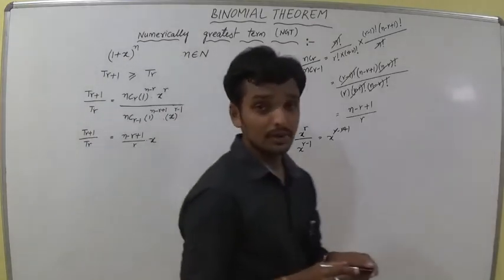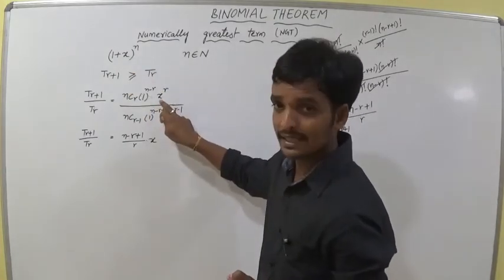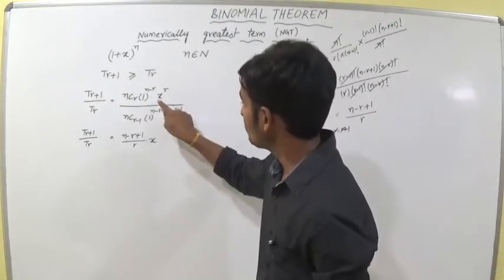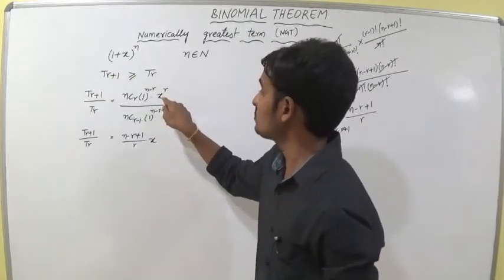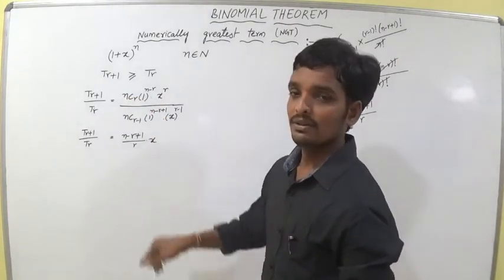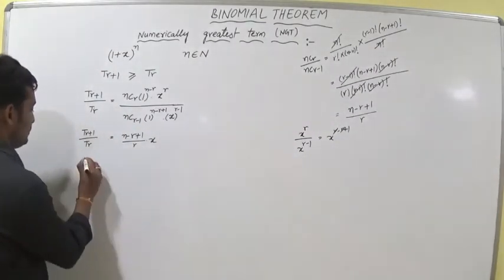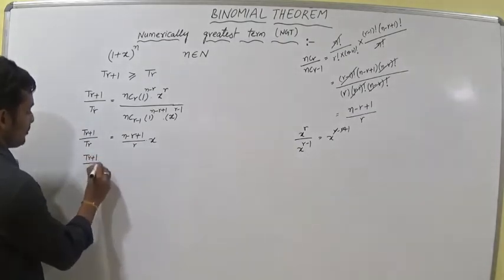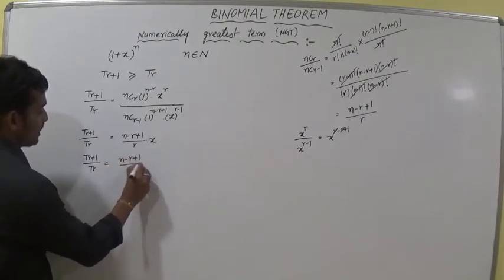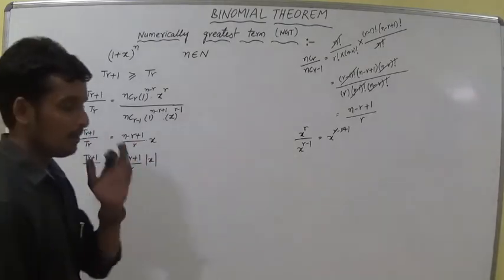Sometimes, for example, we are writing the expanded form for 1 plus x whole power n. Here we are writing x. For example, if we are writing 1 minus x whole to the power of n, we are writing here minus x whole to the power of r. That means we are getting minus here. Am I right? So finally we are getting here minus. That's why we are writing this x as the absolute value of x, that means mod x.